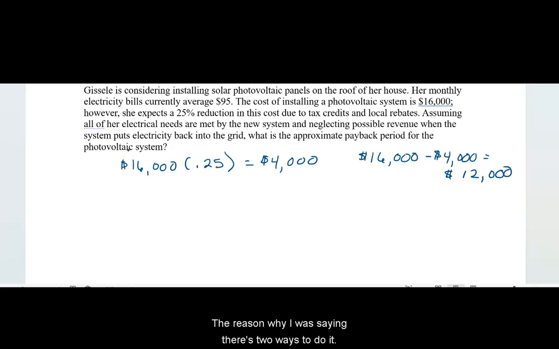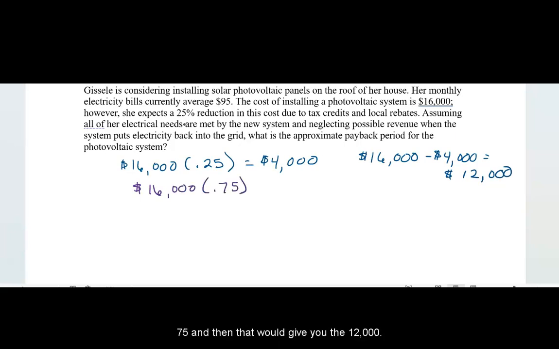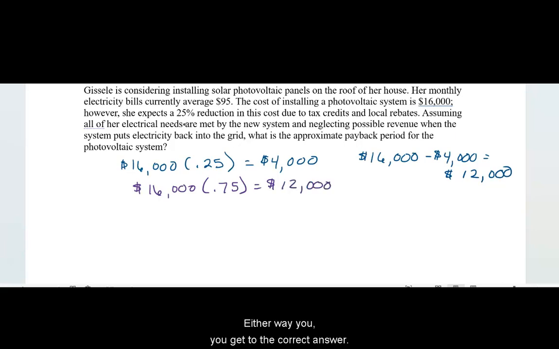The reason why I was saying there's two ways to do it, I'm just going to show you a side thing. If you think about it, percents are always out of 100. So if you have a 25% reduction, then she would be paying 75%, right? What's left over out of the 100%. If you caught that, you would take 16,000 times 0.75, and that would give you the 12,000. Either way, you get to the correct answer, but there's really two possible ways you could have done that one.